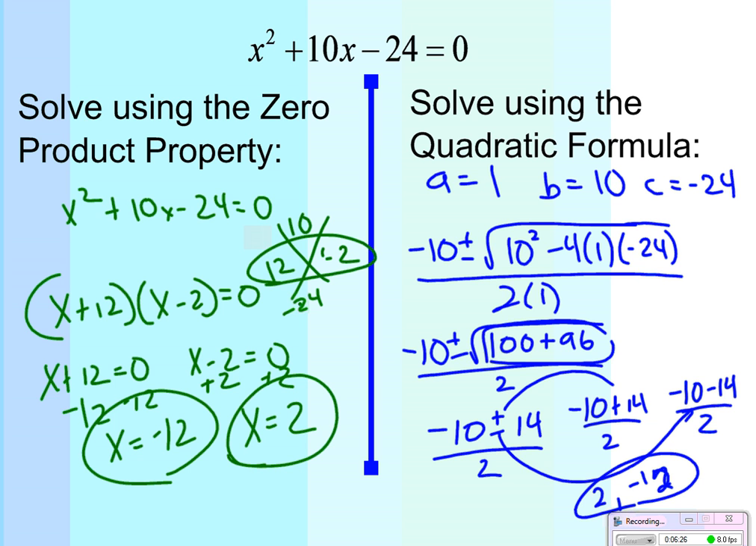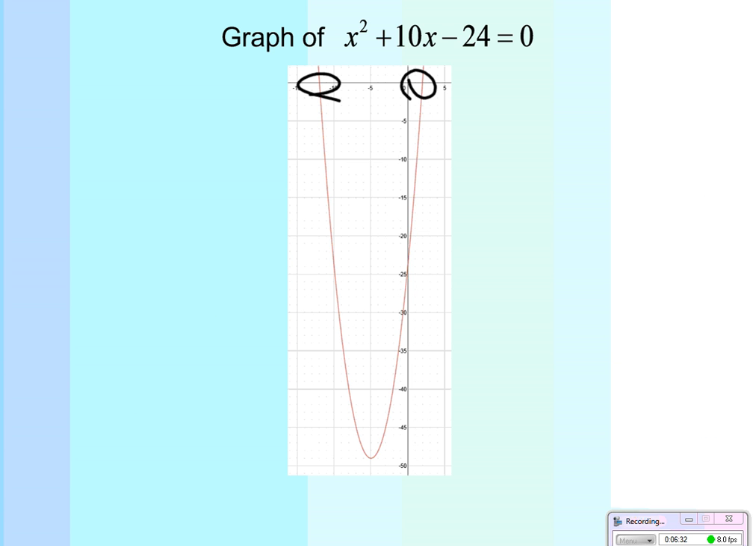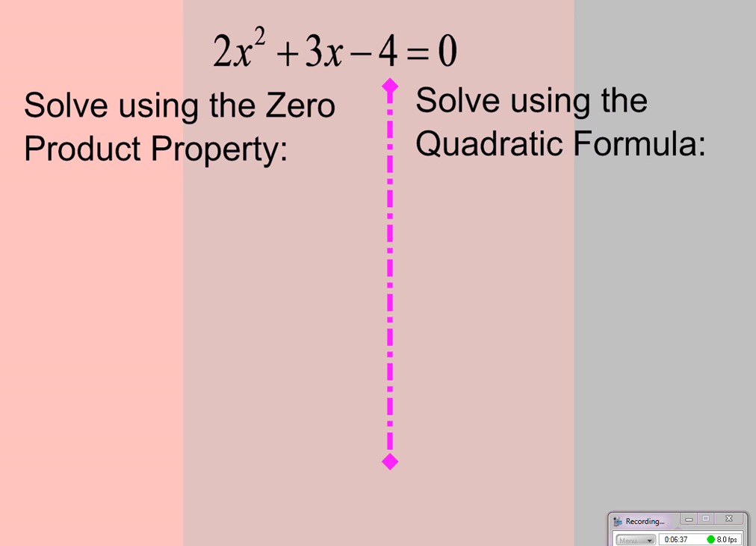Now, when I go to graph this, look at where I cross. Hey, look at that. Positive 2, negative 12. That matches up. That's exactly the way it should be. That's the relationship I've got to realize is happening here.